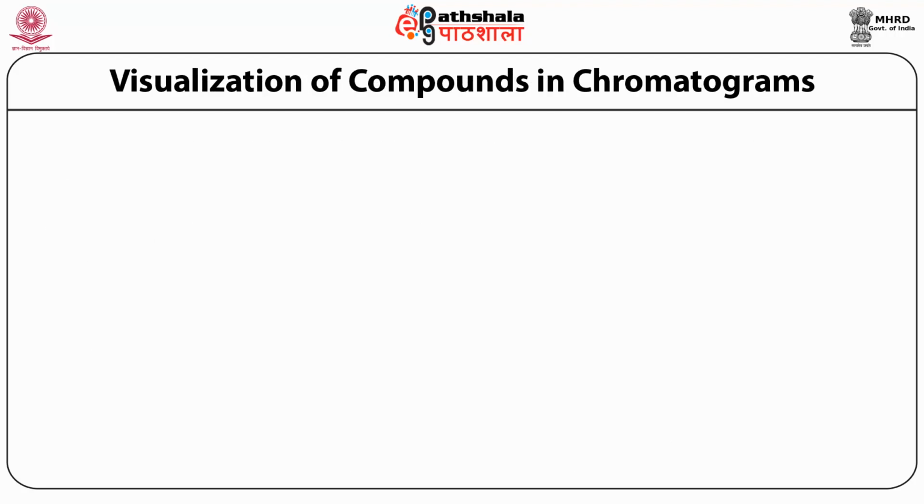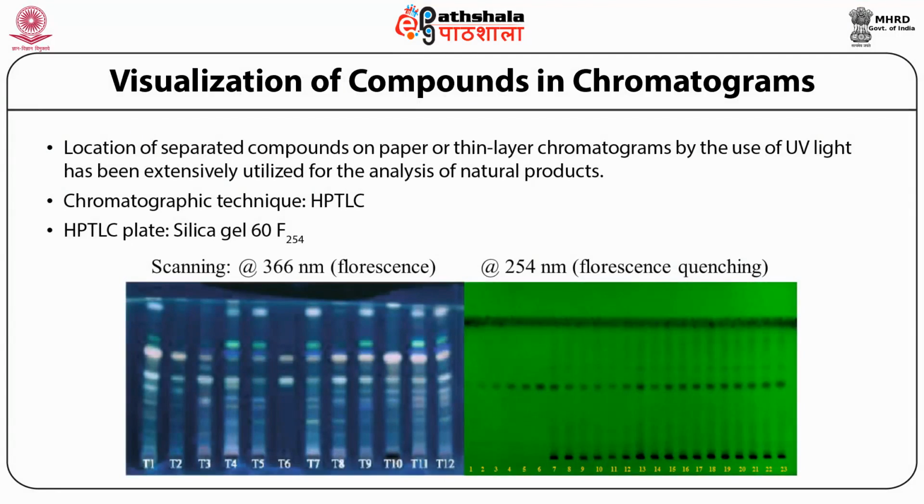Chromatographic methods. Fluorescence can also be used in chromatographic methods. It can be used for the determination, localization or visualization of compounds on a paper chromatogram or a thin layer chromatogram. As you can see on the left hand side, we have a TLC plate showing bright spots. This is fluorescence when the plate is exposed to 366 nanometer UV, while on the right hand side we have this green plate, which is actually the opposite of fluorescence, known as fluorescence quenching.